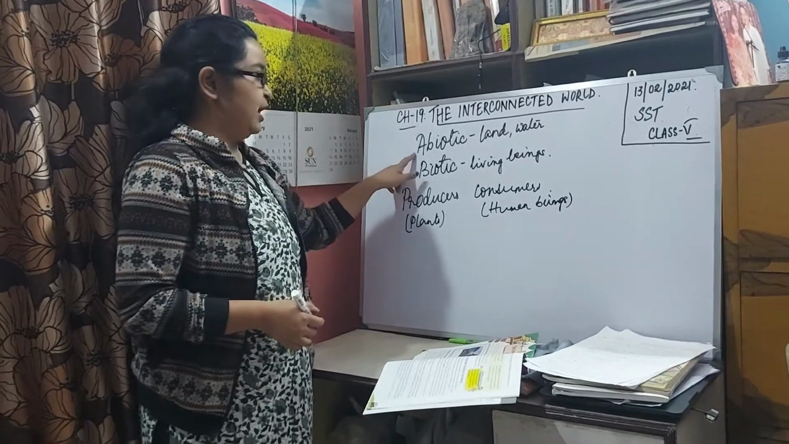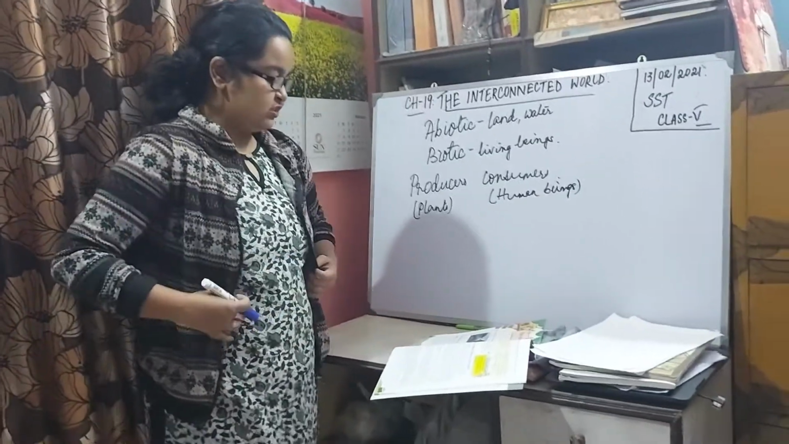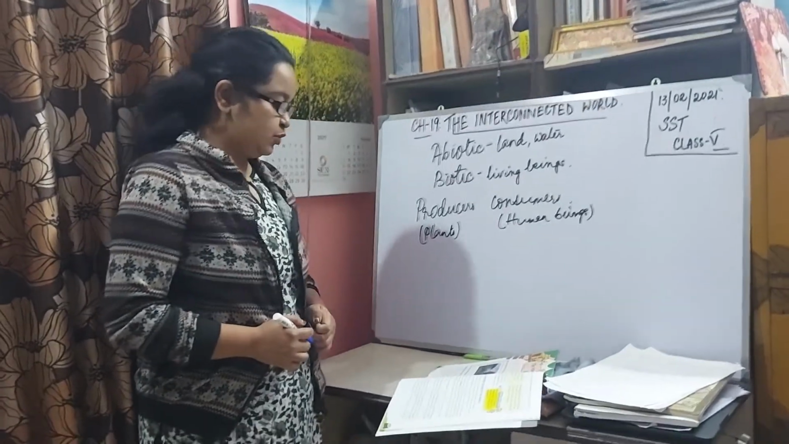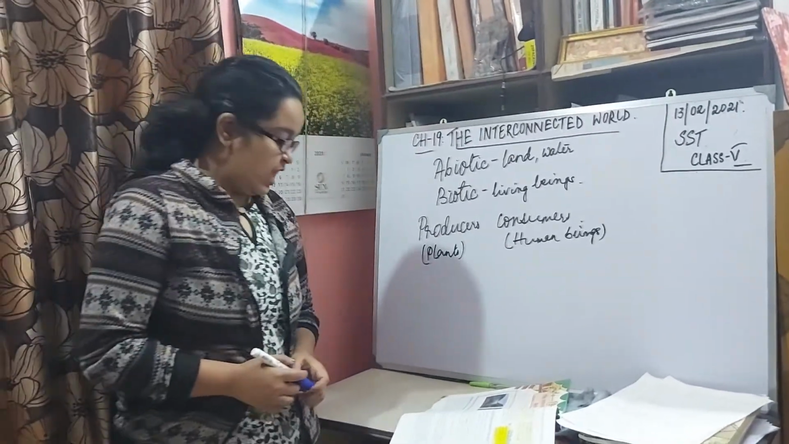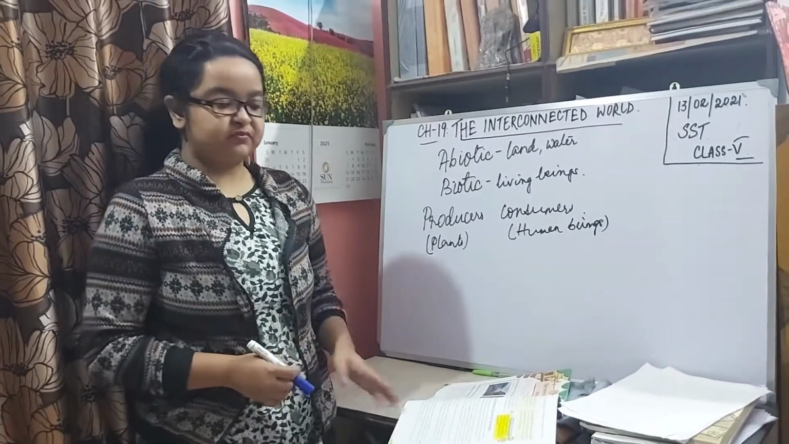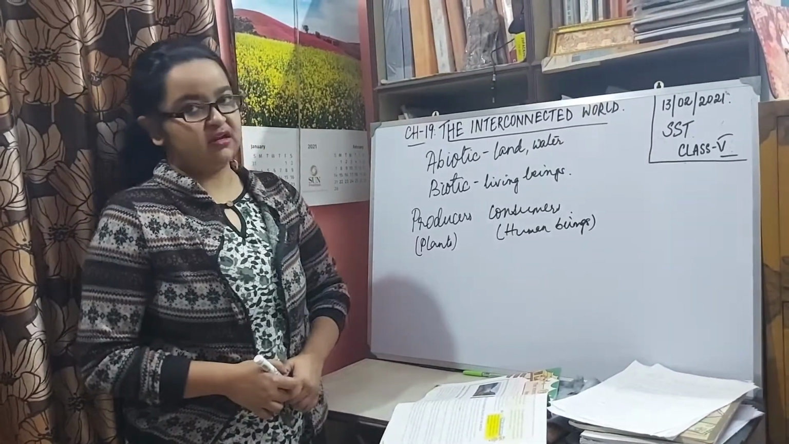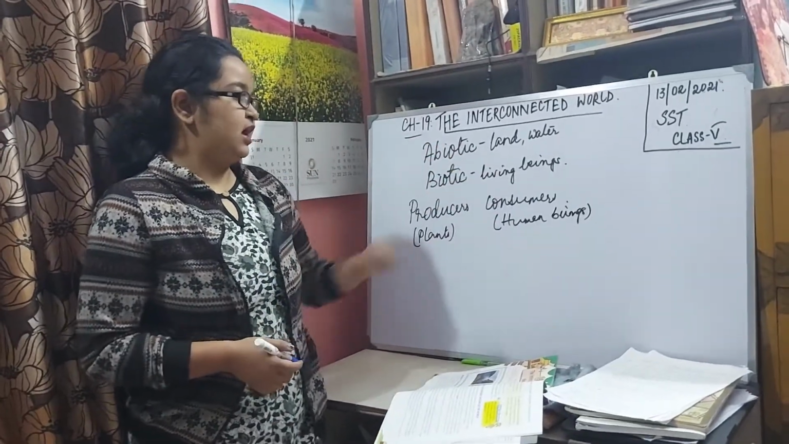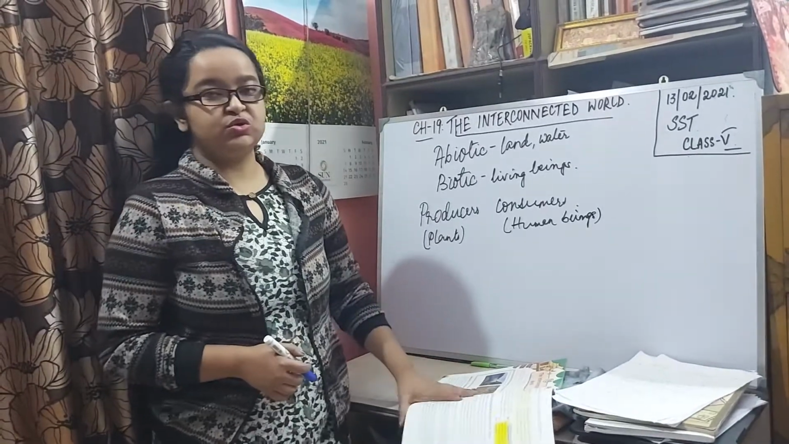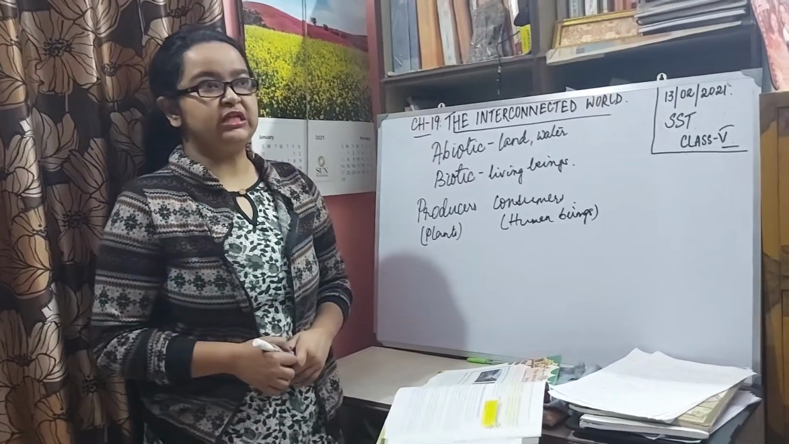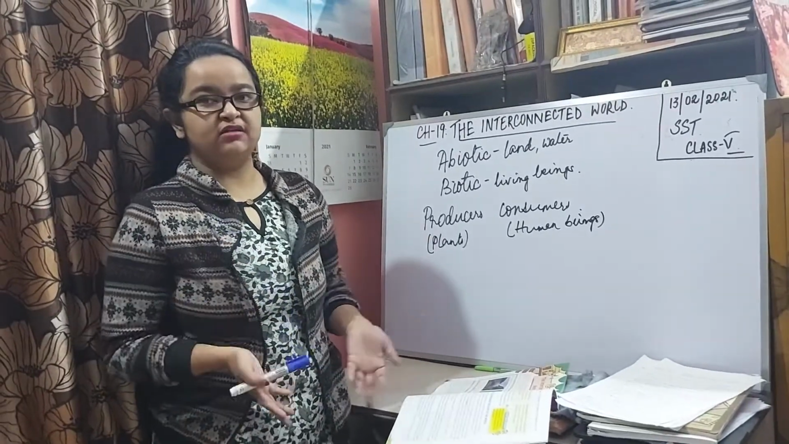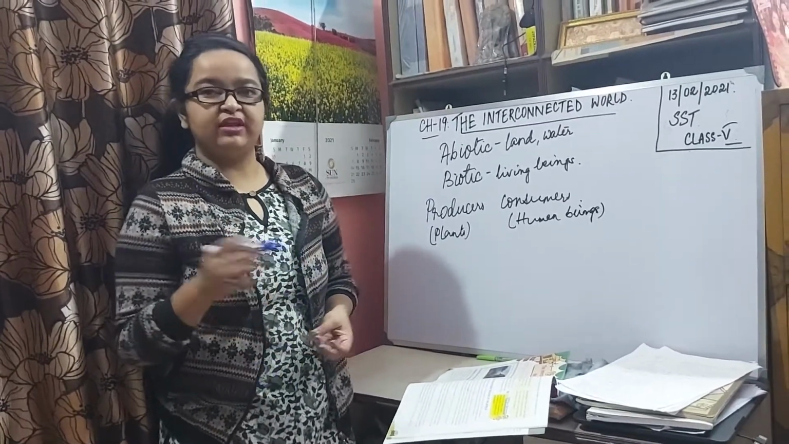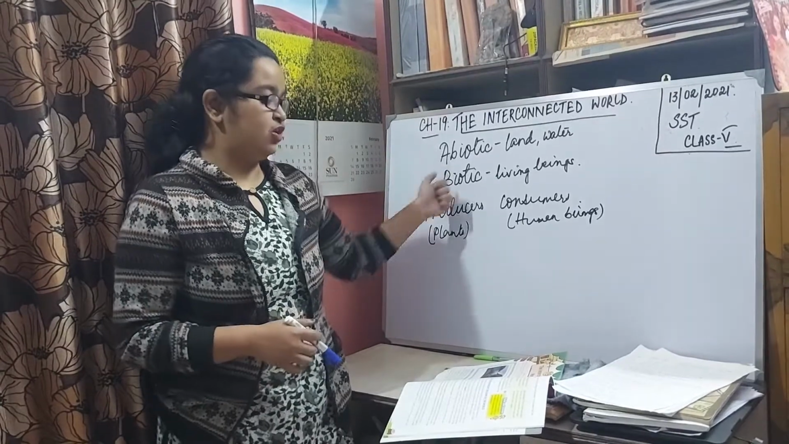So first will be abiotic. I hope you all know, you have read in your science book what are abiotic and biotic components. Abiotic components are those which include non-living things like land, water, air, climate, atmosphere, sunlight. Everything non-living consists of the abiotic components. Biotic components consist of living beings. Living beings means animals, insects, plants, human beings, microorganisms. So all of this, or microbes, everything which is living, consists of the biotic components.